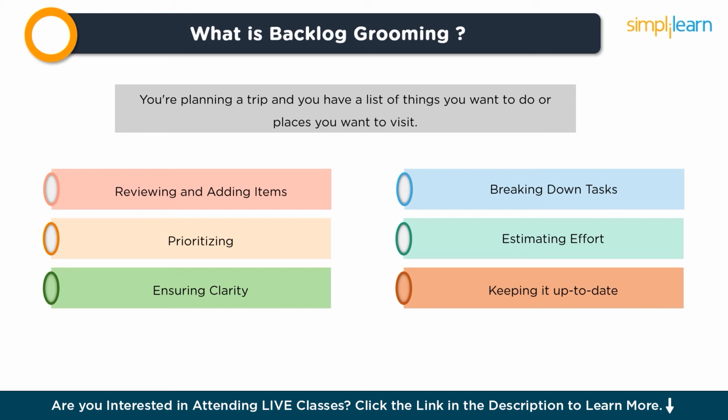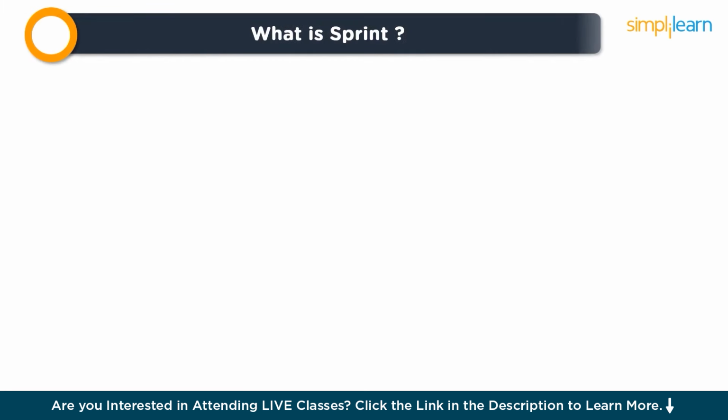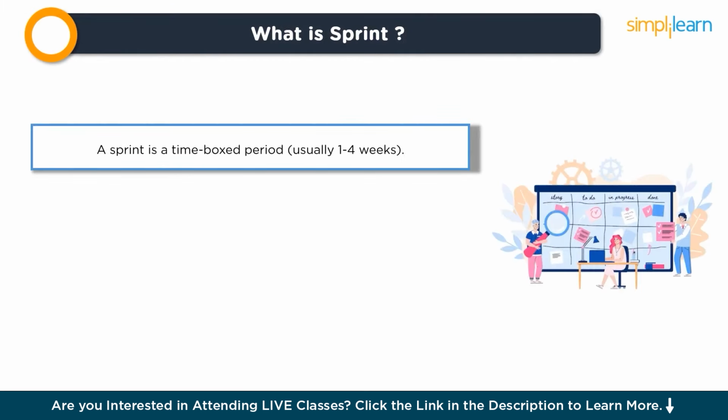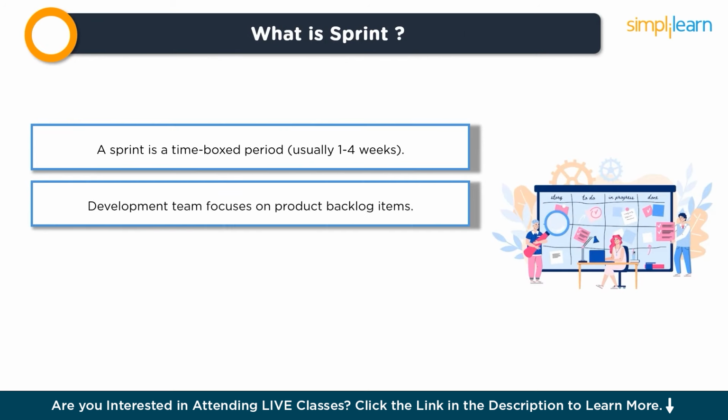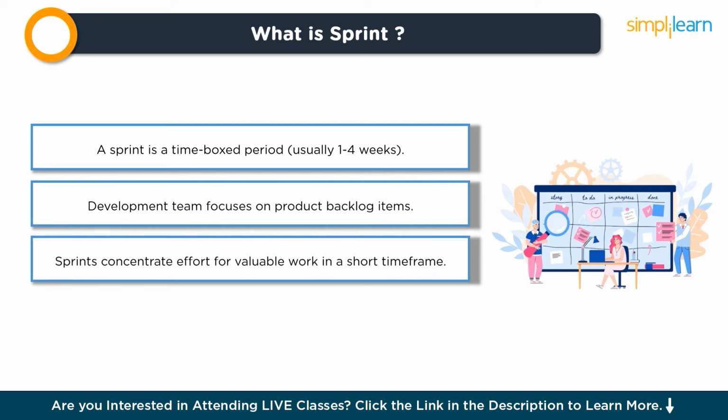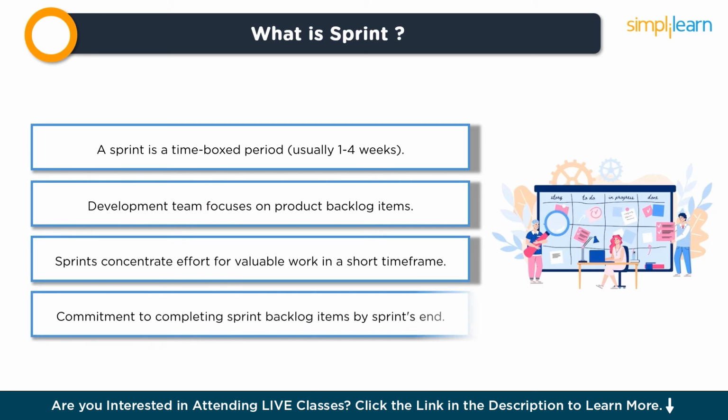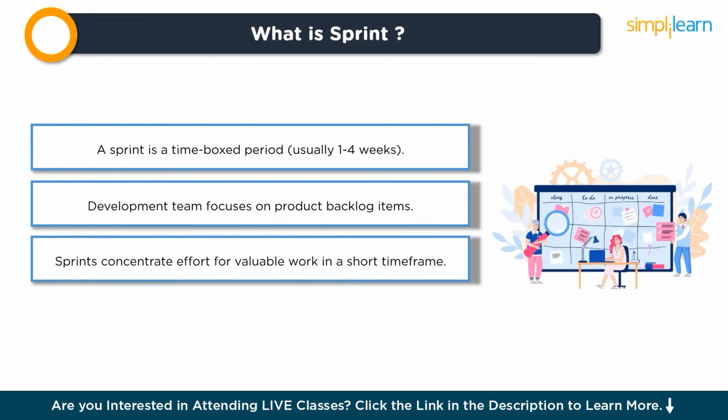Alright, so after that, as the project progresses, the team selects items from the top of the product backlog to work on during each development cycle called a sprint. Now, what is a sprint? A sprint is a time-boxed period, usually 4 weeks, during which the development team works on a set of items from the product backlog to create a potentially shippable product increment. Sprints provide a focused, concentrated effort to deliver valuable work within a short time frame.